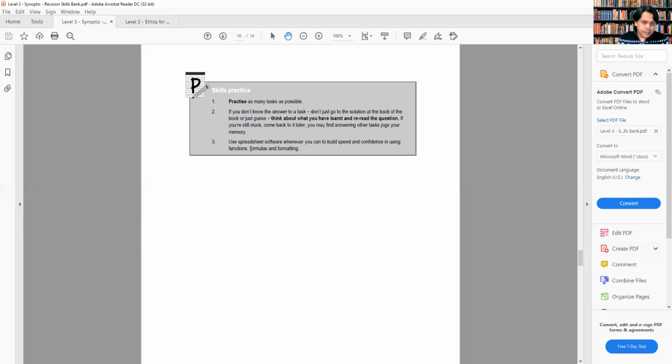Use spreadsheet software whenever you can to build speed and confidence in using the functions, formulas, and formatting. So every time you have some time, spend it on the spreadsheet. Do some work on the spreadsheet, and try to see which formulas you still remember. Now obviously, the IF formula or the VLOOKUP doesn't have to be only from the exam questions. You can make your own question.